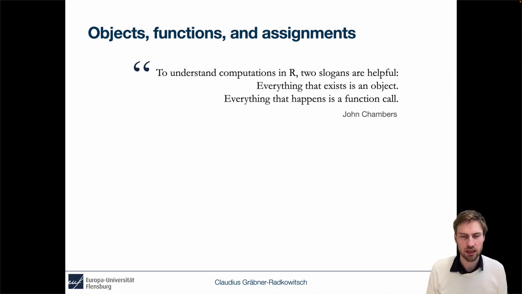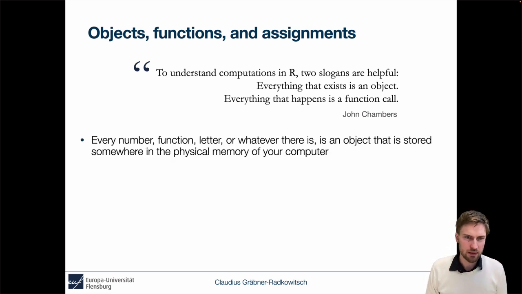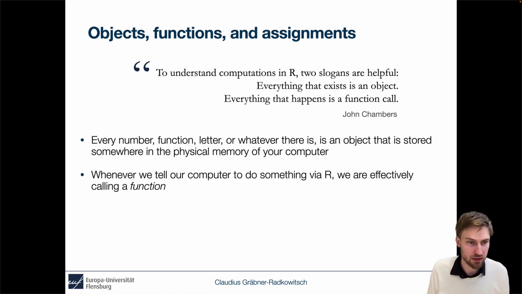This is really helpful, although it might seem a bit abstract in the very first place. This statement tells us that every number, every function, every letter, every table, or whatever there is in R, is an object that is stored somewhere in the physical memory of your computer. Like everything. If you have a number 2, it's an object and it is stored somewhere on your computer. And it doesn't matter whether it's a number 2 or a very complex table with a lot of numbers in there.